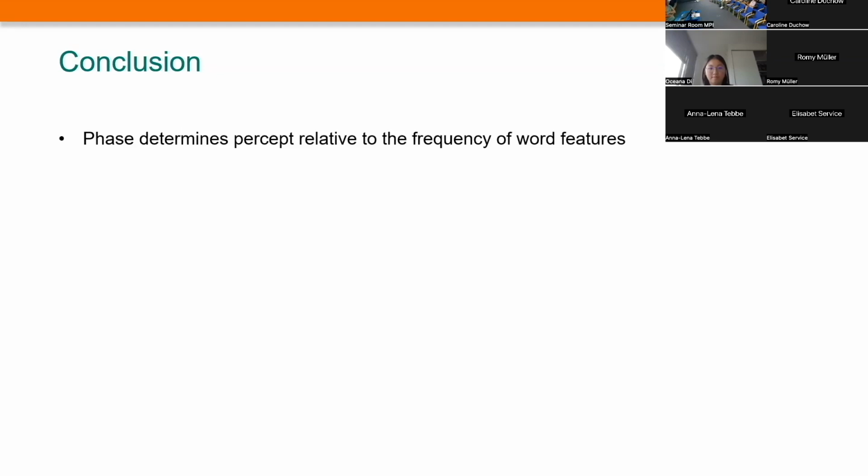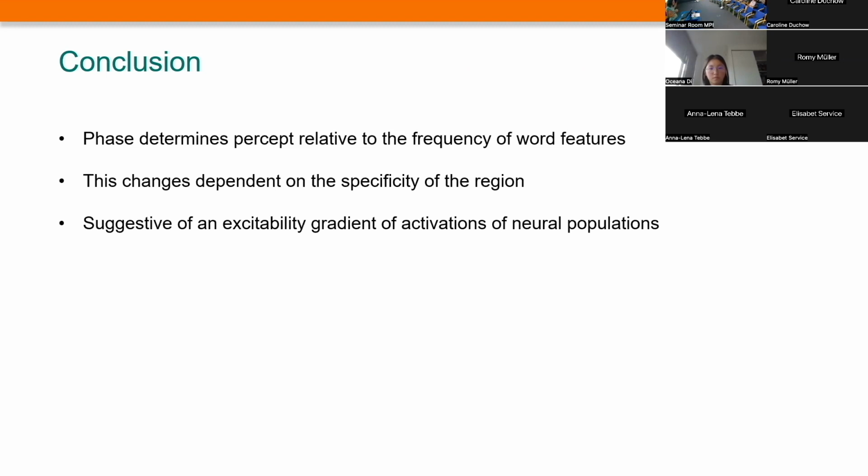So just to conclude, what all these speech studies that are now highlighted and the computational modeling show is that phase determines the percept relative to the frequency of word features. And here, we showed that this even depends on the specificity of the regions that we're looking at. This seems to suggest some form of excitability gradient, where neural populations are simply active at different phases dependent on their excitability per se.